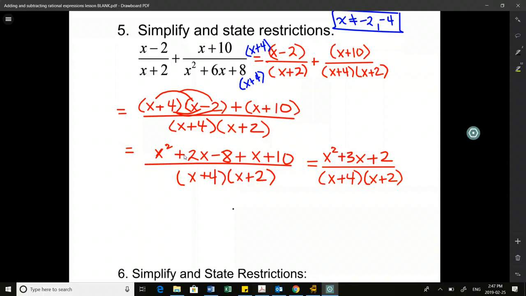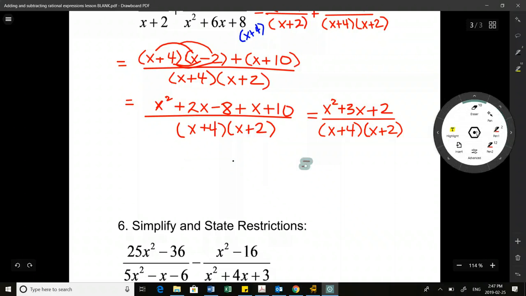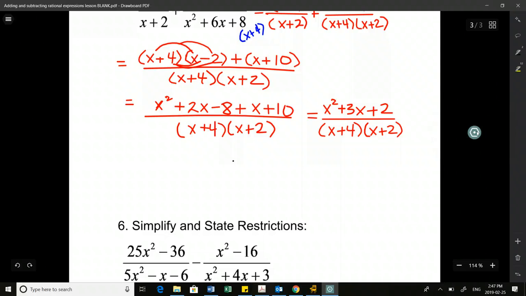Okay, and then my final check here is just to double check if anything else can potentially be factored. So we actually have a resulting trinomial on top here. Are there any two things that multiply to 2 and add to 3? Zion? 2 and 1. Okay, so I can actually simplify this to x plus 1, x plus 2.